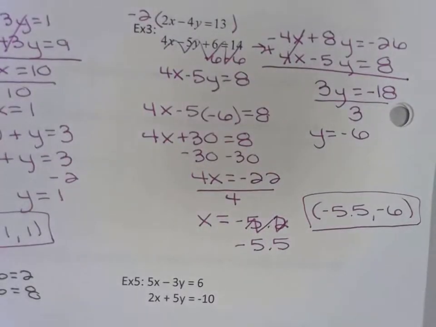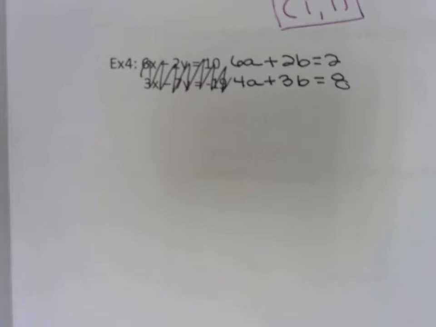Okay, let's look at example 4. Go ahead and cross out the two equations I have and put these two equations. So take a second real quick, pause this, and change the two equations I had on there to 6a plus 2b equals 2 and 4a plus 3b equals 8.